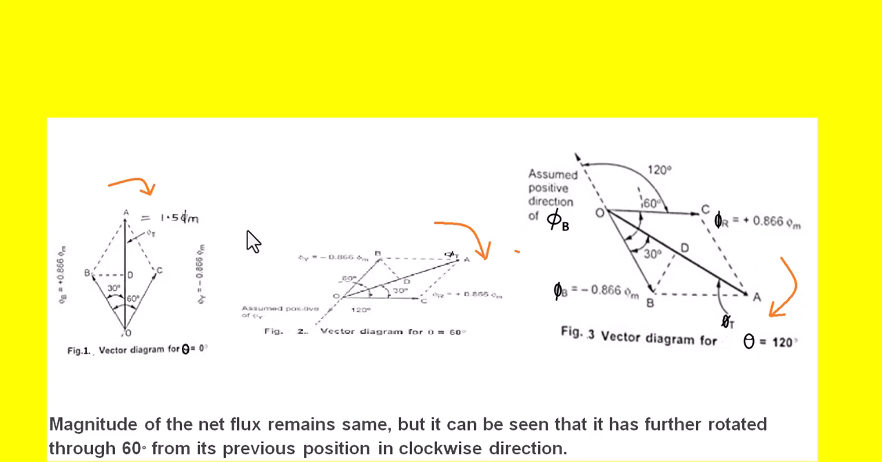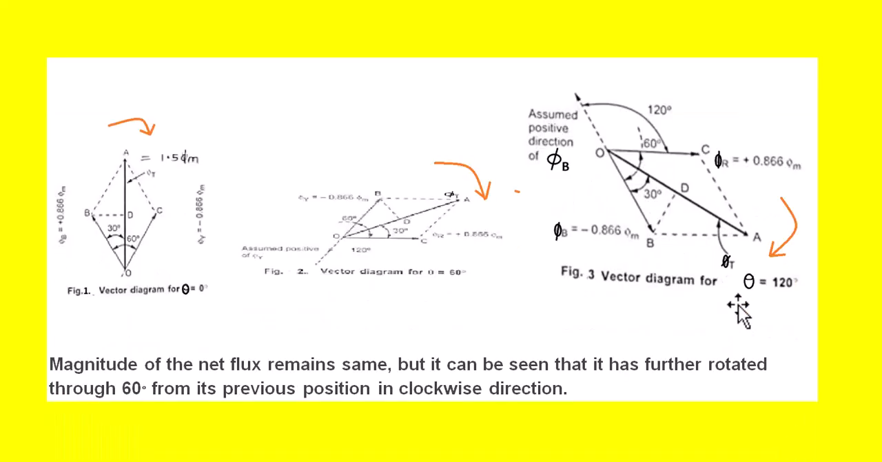In summary, when theta is equal to 0, the resultant flux is in the vertical position, and when theta is 60 degrees, it moves from the vertical position in the clockwise direction to here, and then when theta is equal to 120 degrees, the resultant flux rotates further in the clockwise direction like this. So the flux is rotating from this position to this position, from this position to this position, that is in the clockwise direction, and its speed is synchronous speed, that is Ns is equal to 120 f by P.